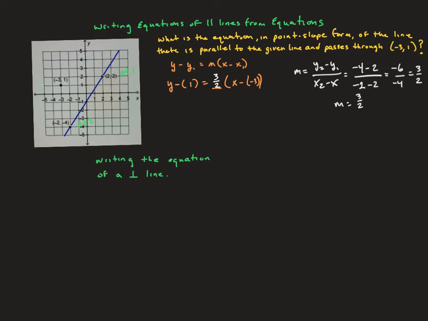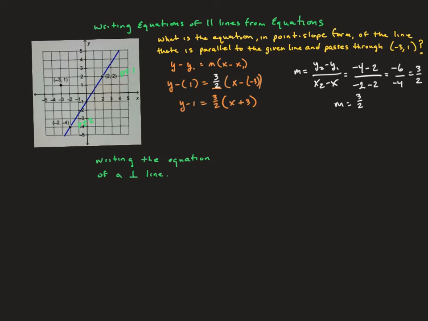Go ahead and write everything out here. Simplify, lose my parentheses, and I have y minus 1 is equal to 3/2 times x plus 3, because a negative times a negative is going to give me the positive. So there it is in point-slope form.